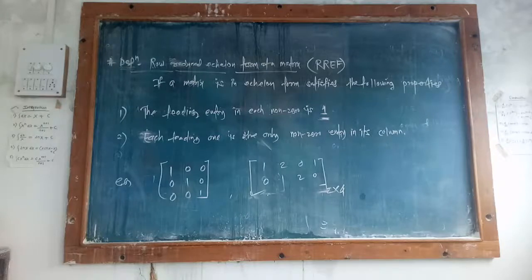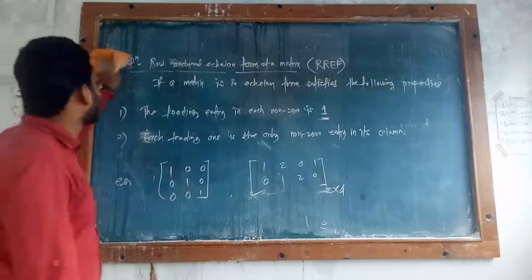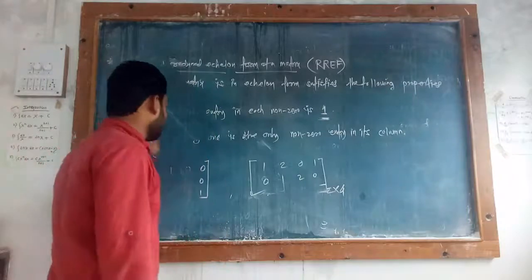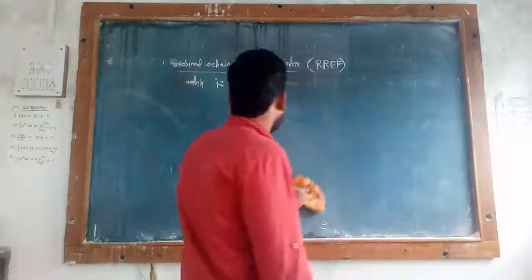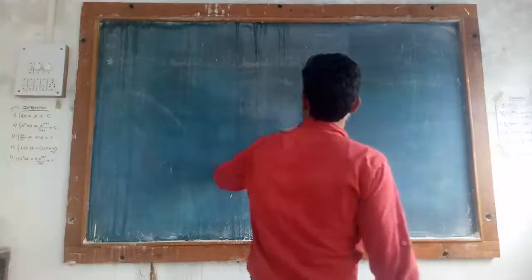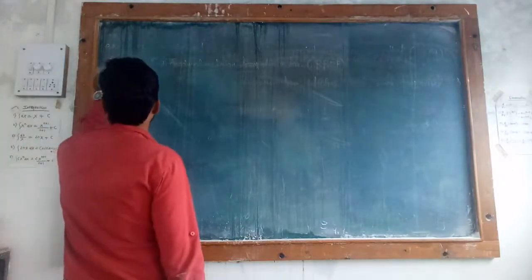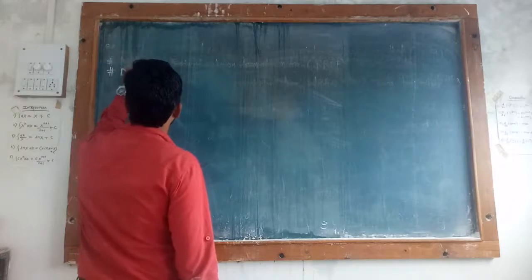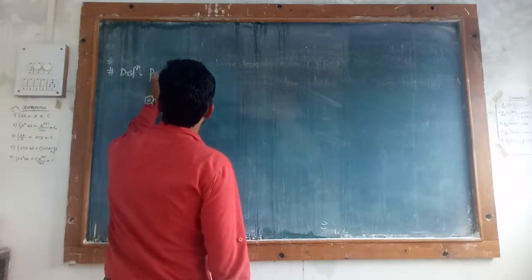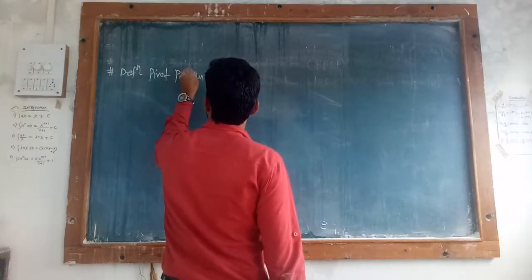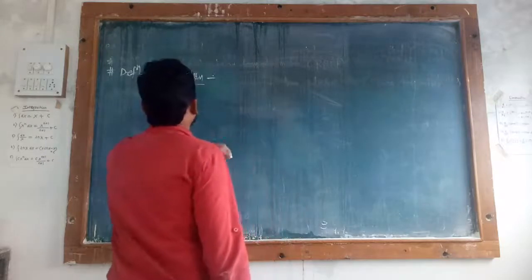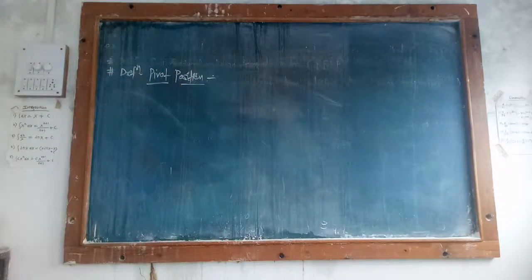So next we will define what is meant by the pivot position of a matrix. Okay? Next point, what is meant by the pivot position of a matrix, and also we have to define the pivot column of a matrix. Okay? So let us define what is meant by the pivot position of a matrix. Let us define a definition.